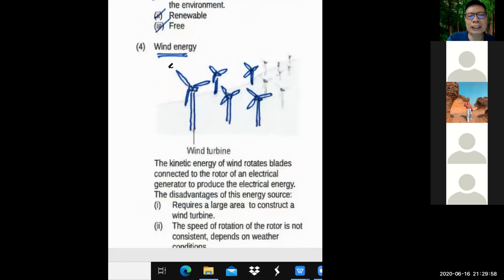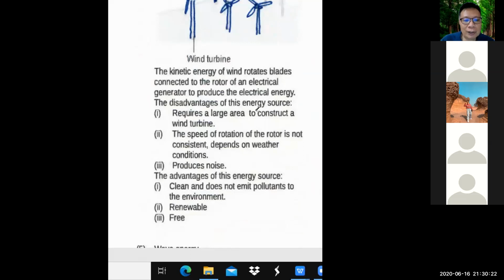Okay, wind energy. Malaysia does not have even a single one. I don't know why. The places in Malaysia all have no wind, so we cannot use it. Then you must find a place where wind comes constantly, then we can use it. This one I think is okay.